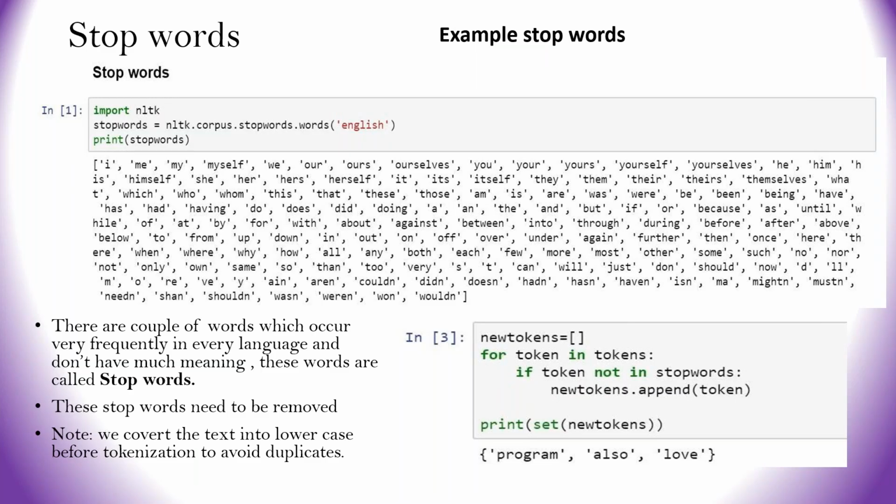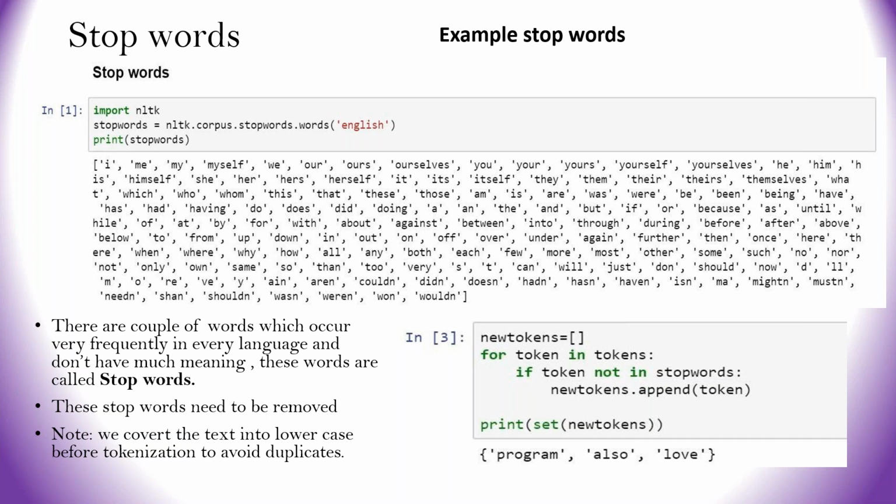And what are stop words? Some of the words we don't process, because they don't have much meaning when you do vector space model processing. There are some words which occur very frequently, let's say I, we, do, does. Those are some of the stop words. That is what stop words are.